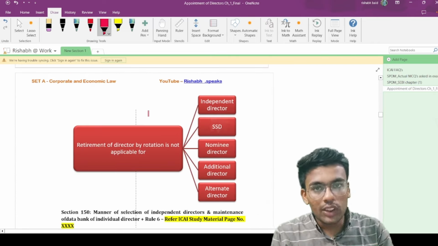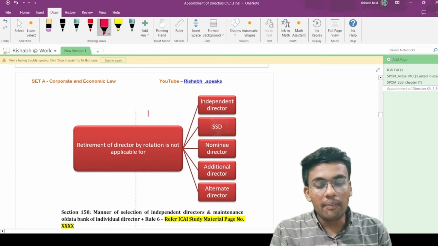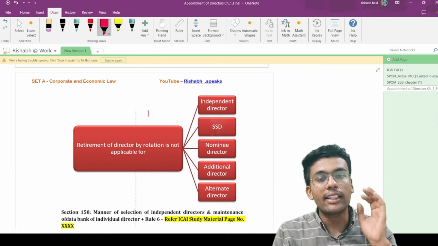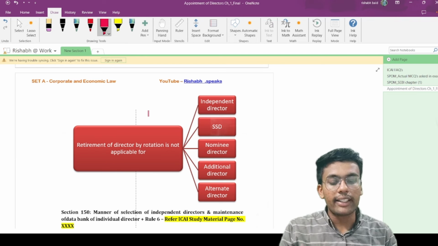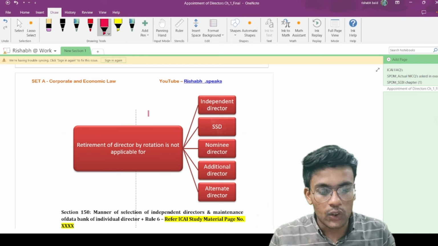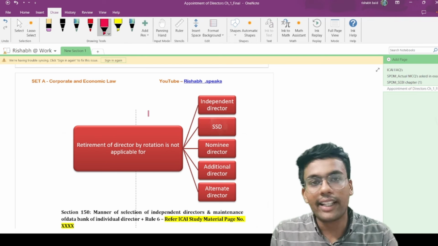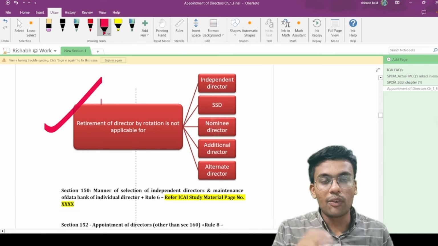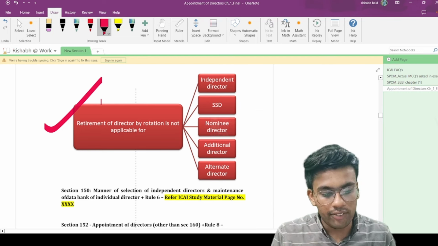Now here is a small chart for your reference. The requirement of retirement of director by rotation is not applicable for independent director, small shareholder director, nominee director, alternate director, and additional director also. Please read this chart carefully. A question can be from this particular topic also. The retirement of directors provisions we are going to discuss in the subsequent part of this chapter.